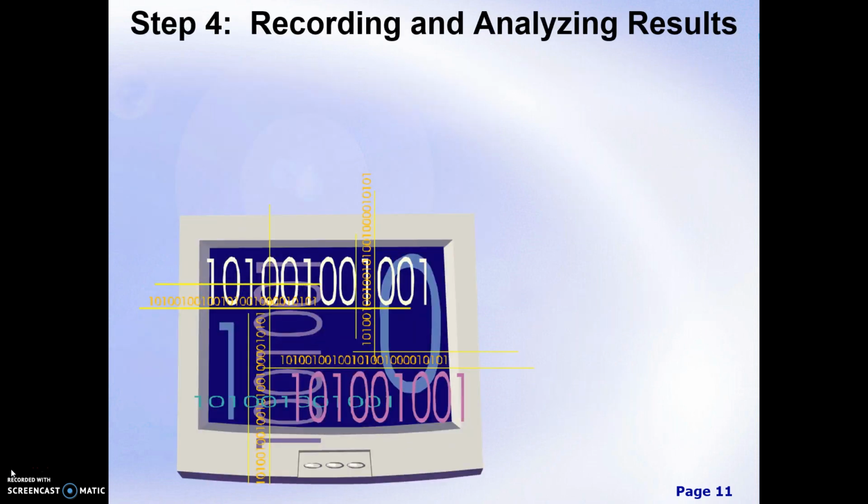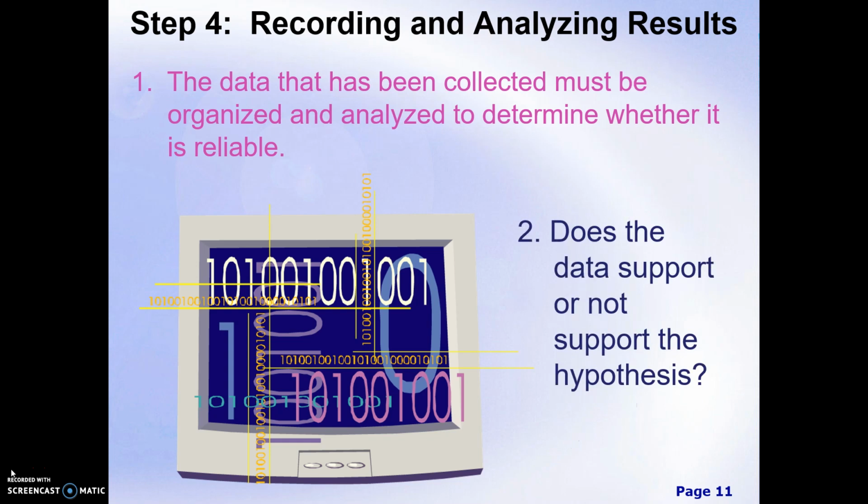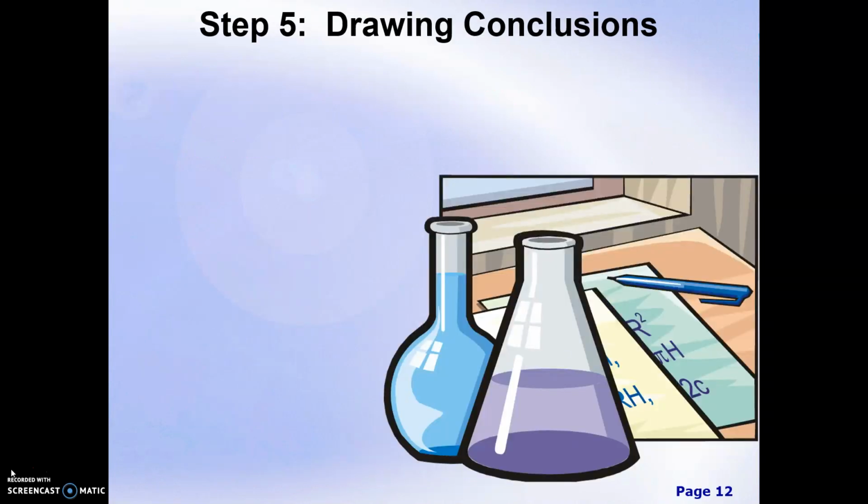Okay, so once we get through the experiment, our next step is recording and analyzing the results from it. We have to collect the data in an organized way and then analyze it to determine whether it's reliable or not. So we're really figuring out, does the data support or not support the hypothesis? And it could be that maybe our experiment was terrible and we didn't get reliable information and we have to start over. Or maybe it didn't support the hypothesis and we have to figure out a new hypothesis.